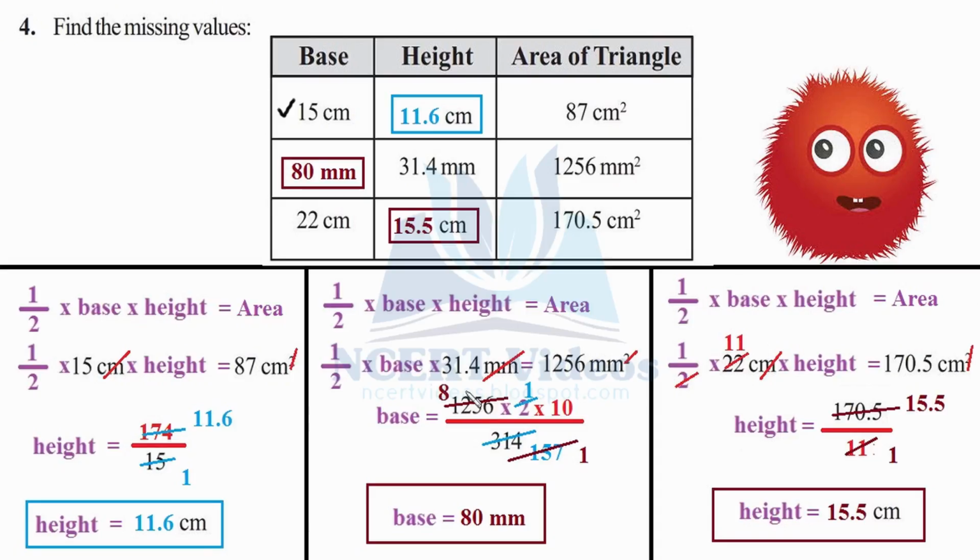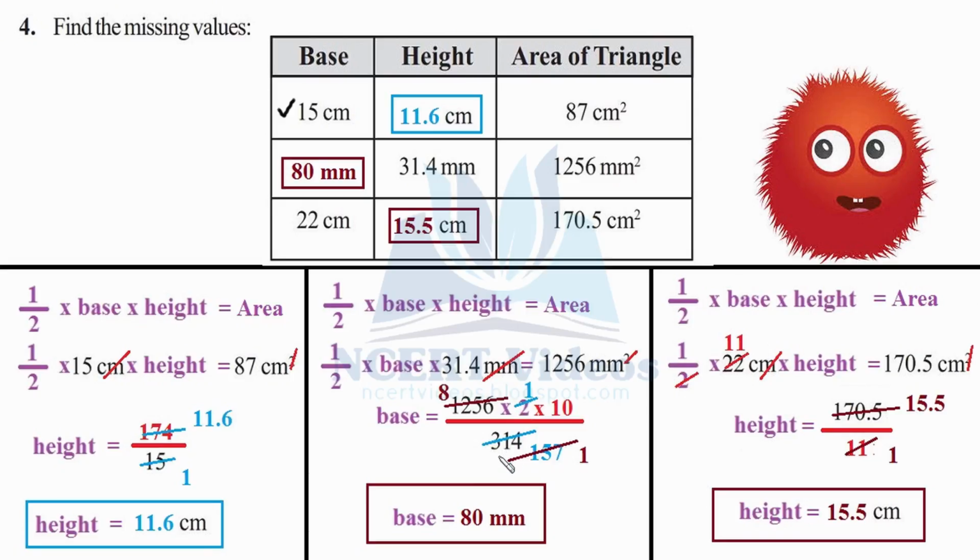1256 was already there. Here 2 was getting divided. Now it gets multiplied when shifted. Now how did this 10 come? Well, if you observe here, if we try to make it in fraction form, it will be 314 over 10. It is divided by 10 here, it will get multiplied here. Therefore 10 came here, and 314 is getting divided if we are shifting it. That's why this thing came here.